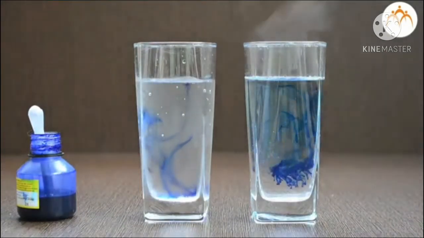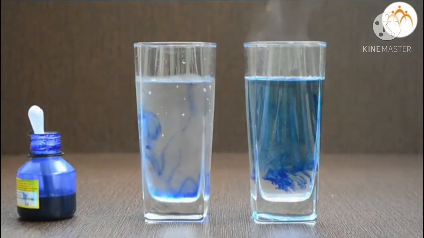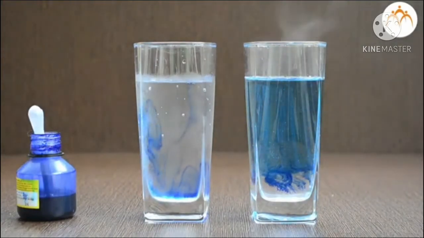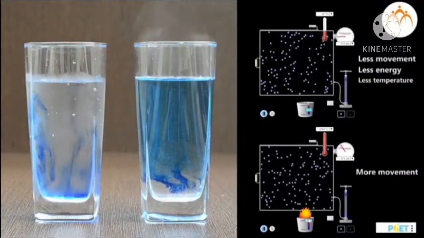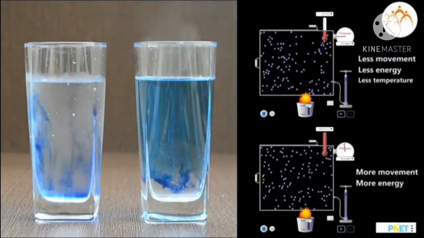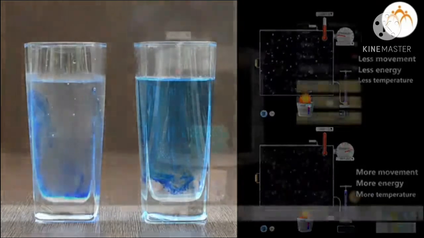As we know, all matter is made up of particles, atoms or molecules. These are all moving inside the matter in random motion. More movement means more energy these particles possess, and more energy means higher temperature.